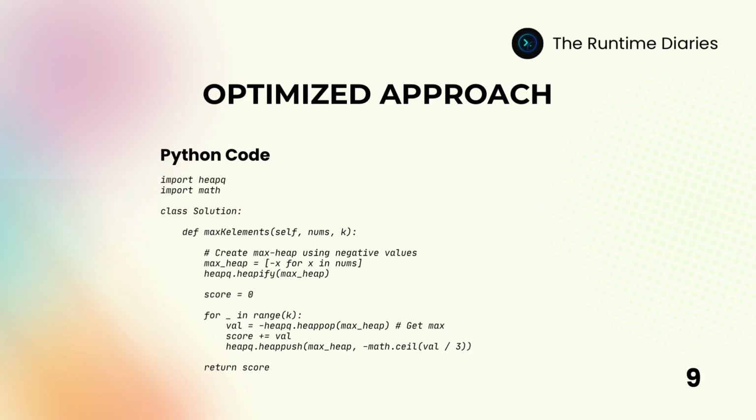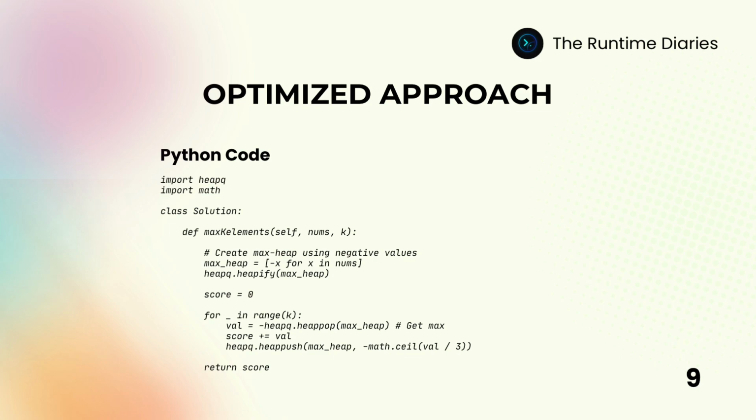Here's the clean and optimal Python solution. Let me walk through this code line by line. First, we import heapq for heap operations and math for the ceiling function. We create a max heap by taking every number in nums, negating it, and storing it in a list called max_heap. Then we call heapify to turn that list into a valid heap structure. This takes O(n) time.